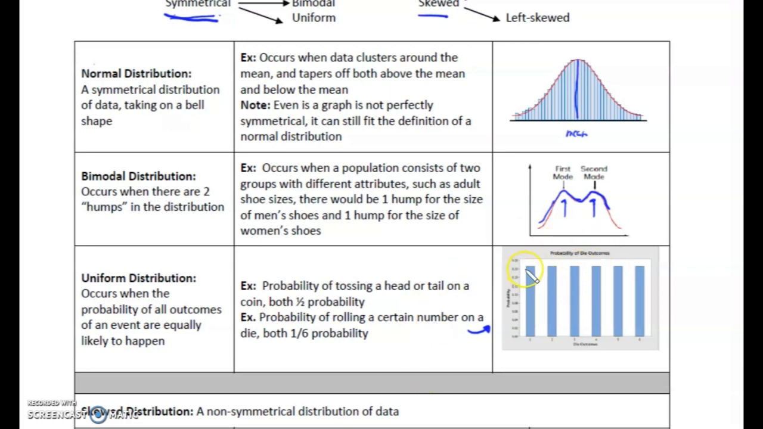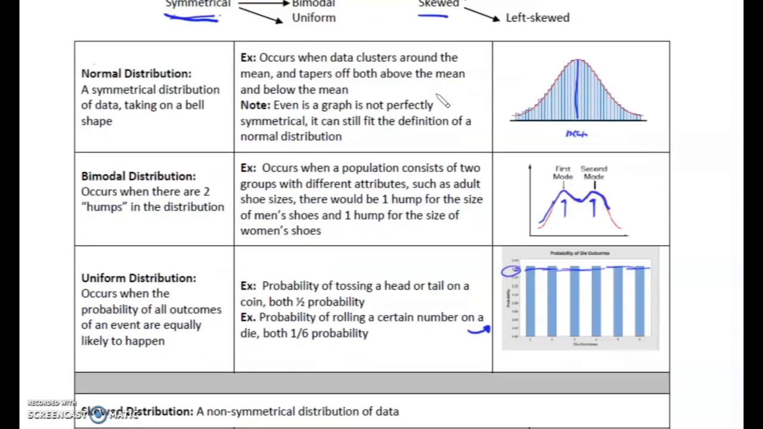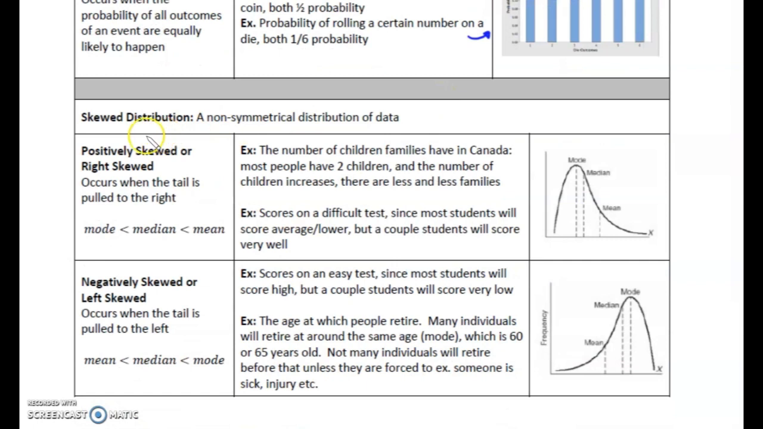Okay, as you can see, in a normal distribution, all of these have the same probability. So all of these three are symmetrical. Now, we could also have a skewed distribution. A skewed distribution is a non-symmetrical distribution of data, and we can either have it positively skewed or right skewed.